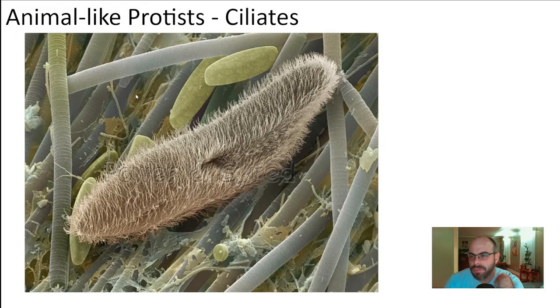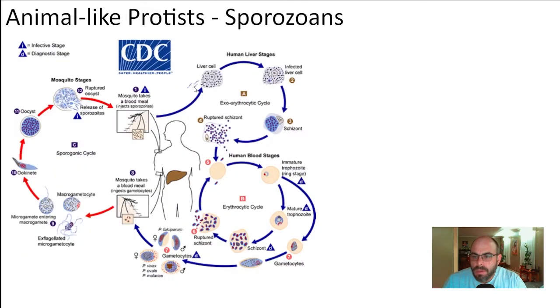Ciliates. How do they get around? Cilia. Remember cilia, hair-like structures on the outside of a cell? Well, you can see this one's covered with hair. Not covered with hair, it's covered with cilia. That's how they move around. Ciliates. I always thought that picture looked kind of like a slipper or something. That's pretty neat. And then there's sporozoans.